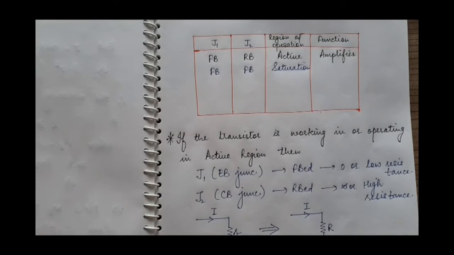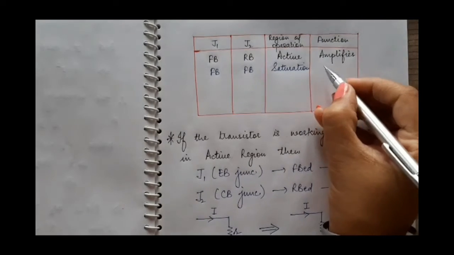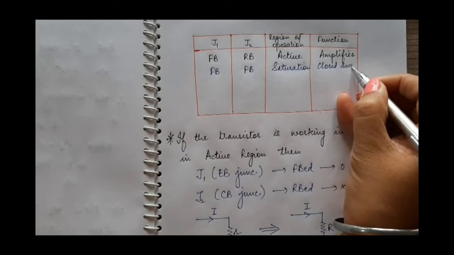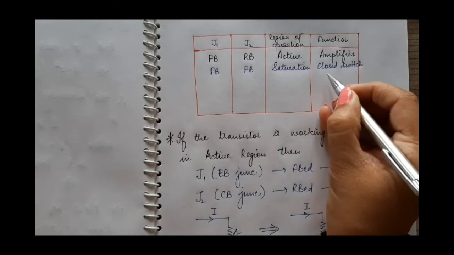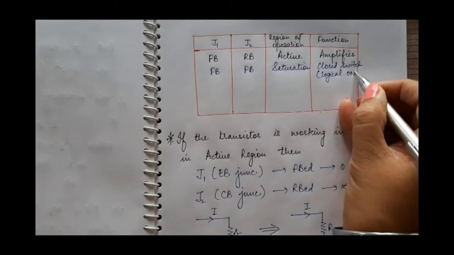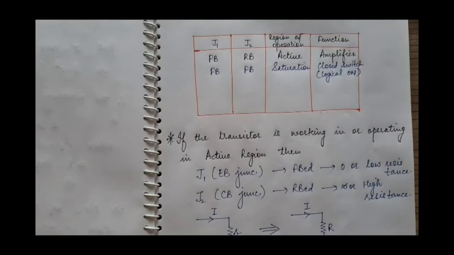It means maximum current will flow. So the transistor will work as a closed switch. At that time, the transistor will work as a switch, a closed switch. It is also known as logical on in case of digital electronics.